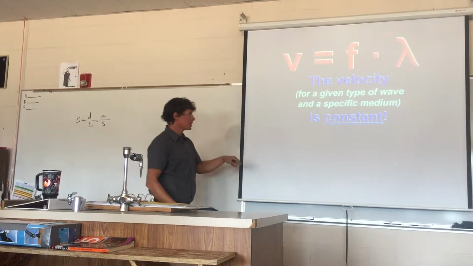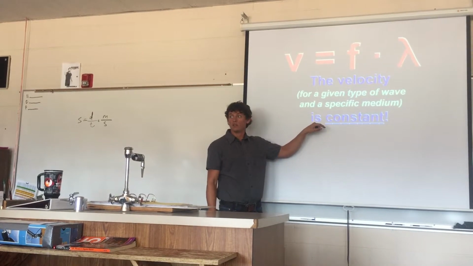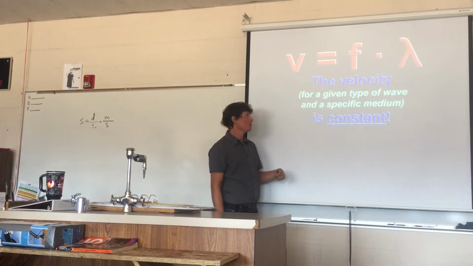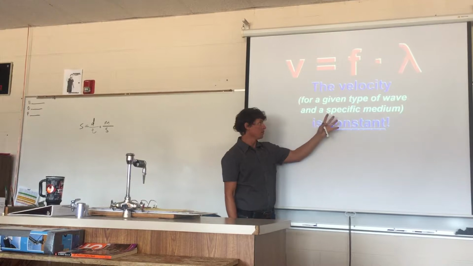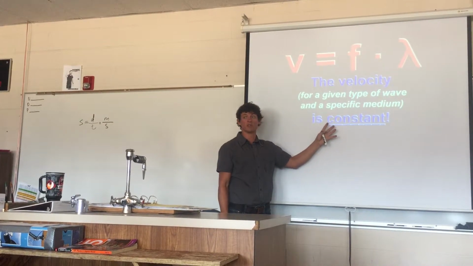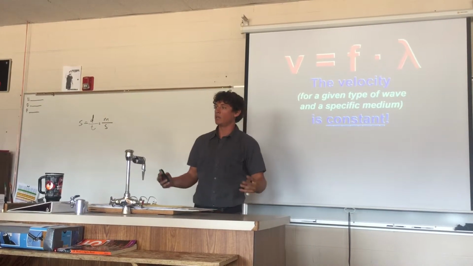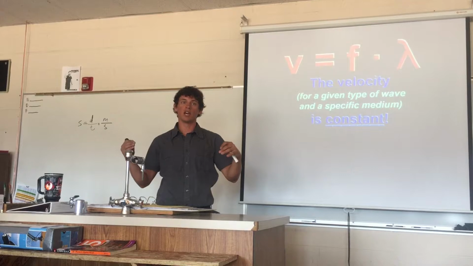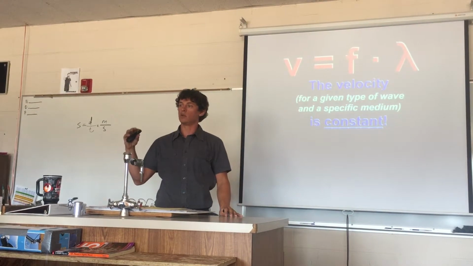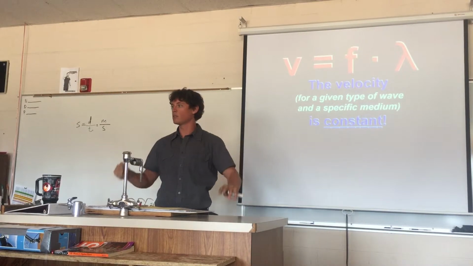All right, so a couple examples. This constant velocity thing. A couple things have to be true. Number 1, we have to have the same type of wave and the same type of medium for this to be true. So let's talk about sound. Let's say we're doing a lab in here and everybody's talking. You got some low-pitched voices and then you got some high-pitched voices. Which one goes faster?